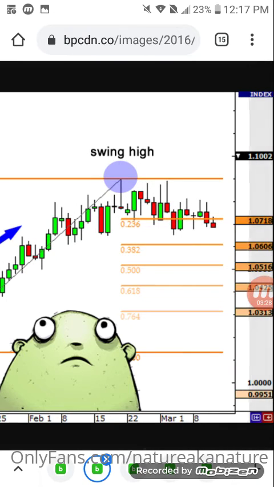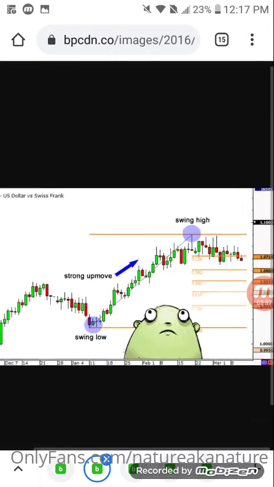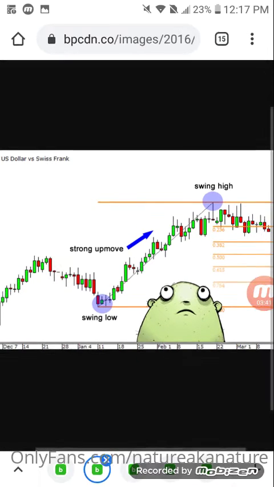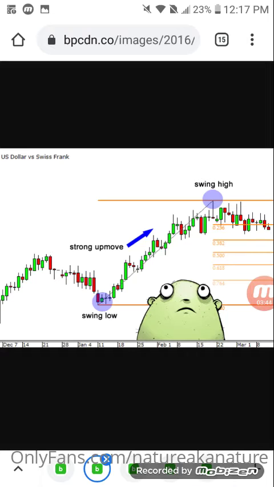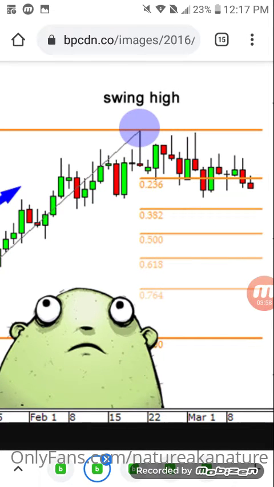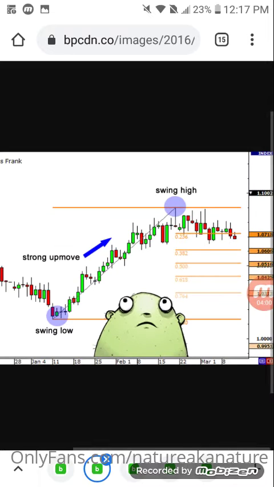Price will retrace back to one of these areas before resuming in an overall uptrend. This is the theory. It's a strong up move right now. For a downtrend, we draw from swing high to swing low; for an uptrend, swing low to swing high. So far, it has retraced back to the 23.6 retracement level. Let's see what happens.